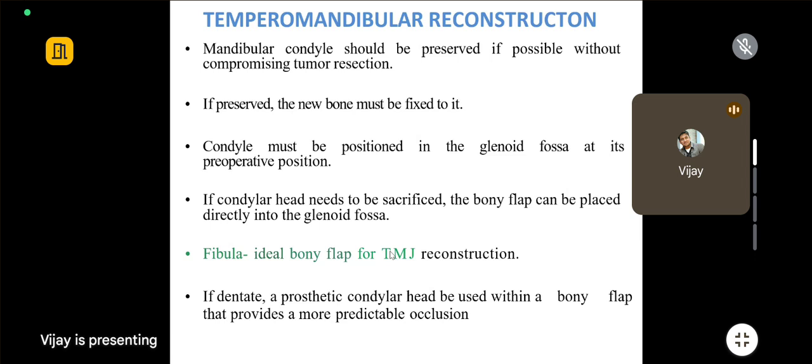Costochondral grafts were also used, more commonly in pediatric patients, for condyle reconstruction or TMJ reconstruction. But the main disadvantage is that the growth is continuous, so it can overgrow and result in asymmetry.